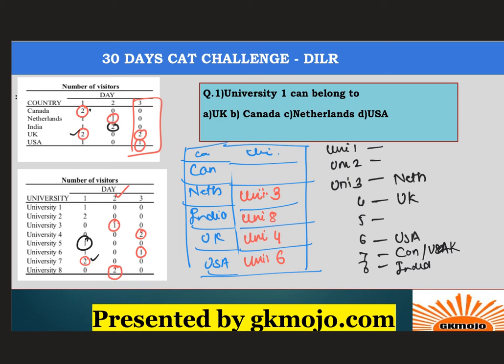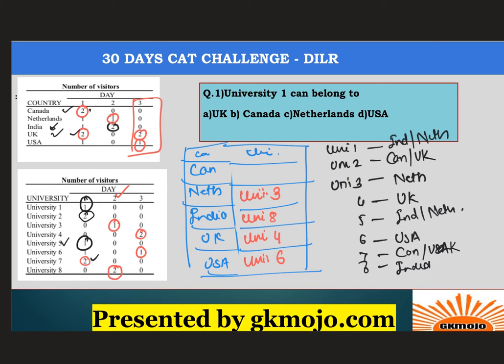Now if you go on to see University 2 again, it has this 2 over here, and the only countries with 2 are Canada and UK. So University 2 again can be either from Canada or UK. Now University 1 has one visitor coming in. Which other country is giving one visitor? It's Netherlands and India. US is already gone, so India slash Netherlands. Similarly, University 5 again can be split as India slash Netherlands, and that is your final table, guys.